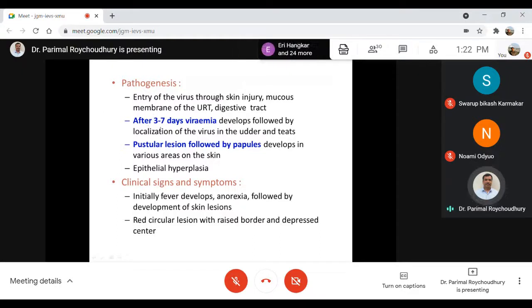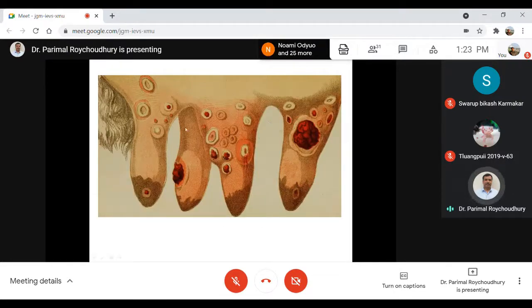Now, the pathogenesis: once the virus enters through the mucous epithelium, viremia starts. And at the stage of viremia, tropism occurs in the epithelial surfaces, where it causes pustular lesions, followed by papule formation. These lesions are explained as an epithelial hyperplasia caused by the early protein of the virus. So this kind of pustular lesion is produced on the skin surface, and in cattle the lesions are mostly more prominent on the udder. Sometimes an ulcerated area can be seen. Besides this, in the perianal area we can also see this kind of lesion in cattle.